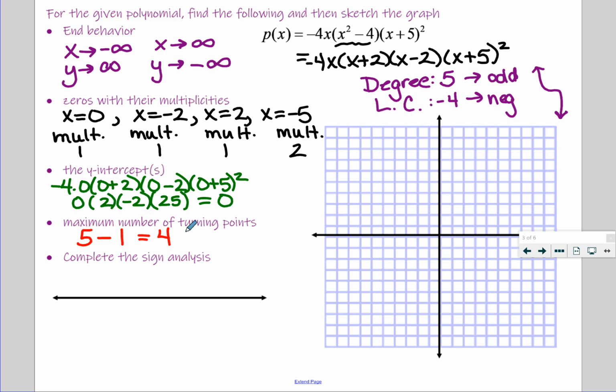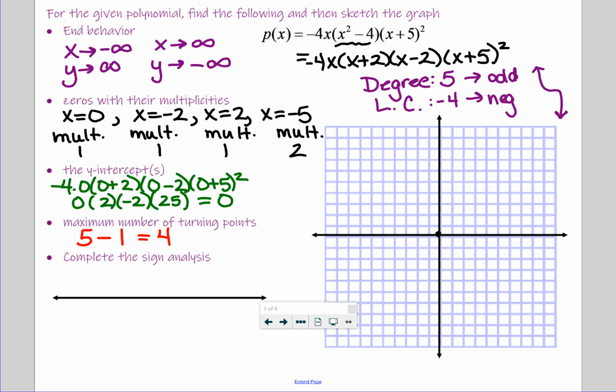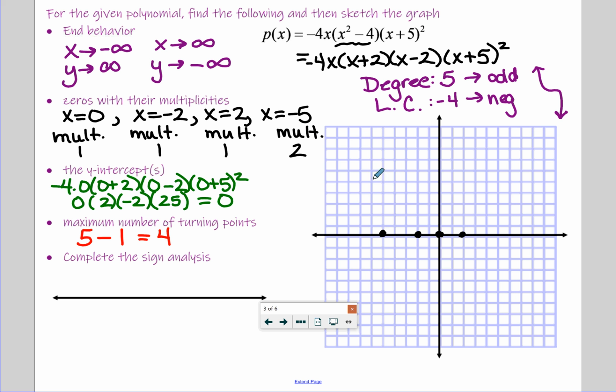Sign analysis is an optional step. We'll come back to that in a minute. Let's go ahead and plot what we have. So on my x-axis, I have points at 0, -2, +2, and -5. I also know on the left, it's going to go up. On the right, it's going to go down.